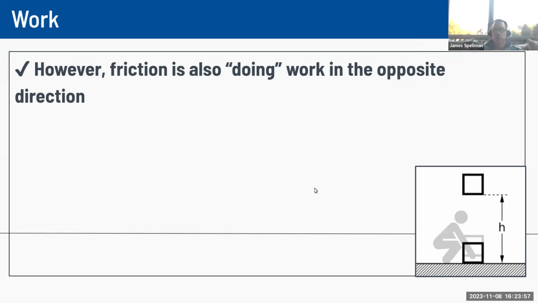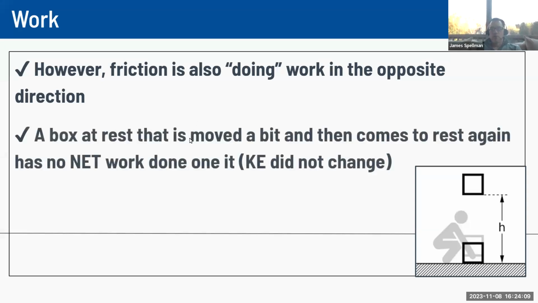But then again, when an object is moving, if I'm pushing it along the floor, then I'm doing work on the box, but there's also friction doing work in the opposite direction. And so again, the net work can be zero if there's not a change in kinetic energy. So envision a box at rest, just sitting there. You start pushing it for a while and then you stop pushing it. Even though you pushed it, even though it moved, overall, there's no net work being done on it.